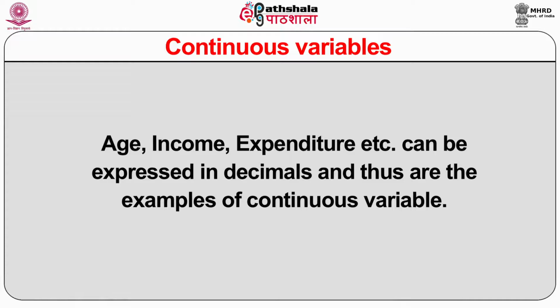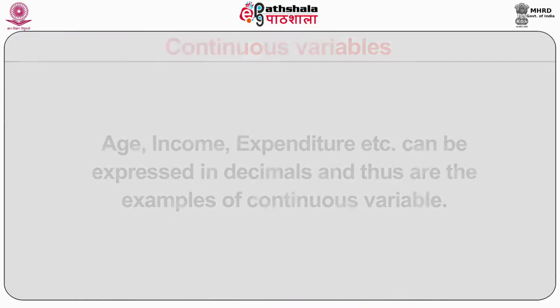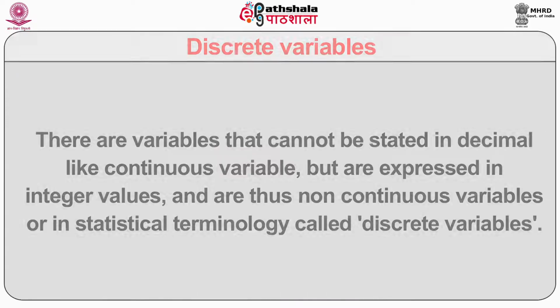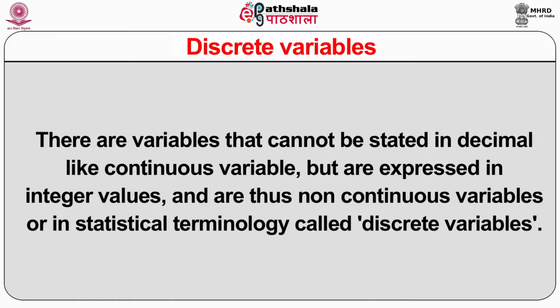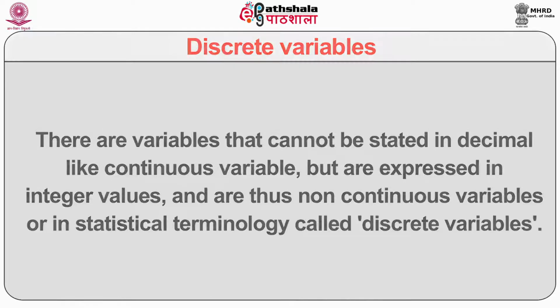Continuous variables. These variables are the phenomena that can take on different values quantitatively, even in decimal points, is called the continuous variables. Age, income, expenditure, etc. can be expressed in decimals and thus are the examples of continuous variable. Second, discrete variables. There are variables that cannot be stated in decimals like continuous variables but are expressed in integer values and are thus non-continuous variables, or in statistical terminology called the discrete variables. Number of kids cannot be expressed in decimals and thus becomes the example of non-continuous variable.